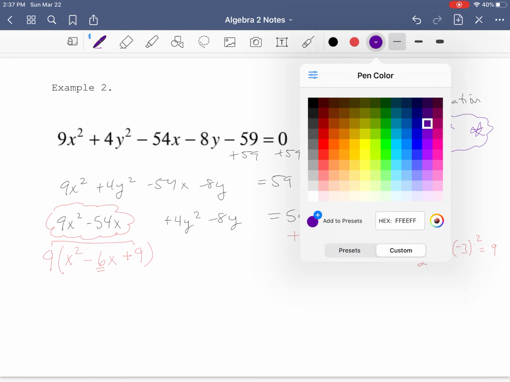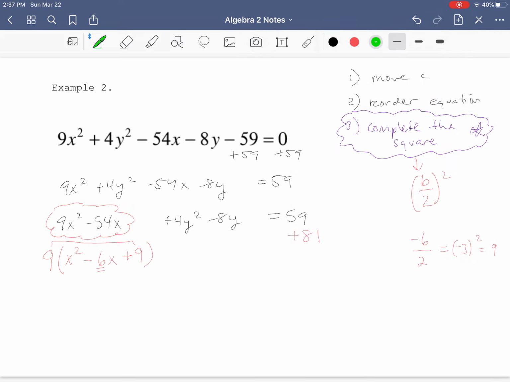Now we're going to do the same thing with the y values. So I'm going to deal with the y's here. So first step is to take out the number in front. So that's the 4. And that leaves us with y squared minus 2y.